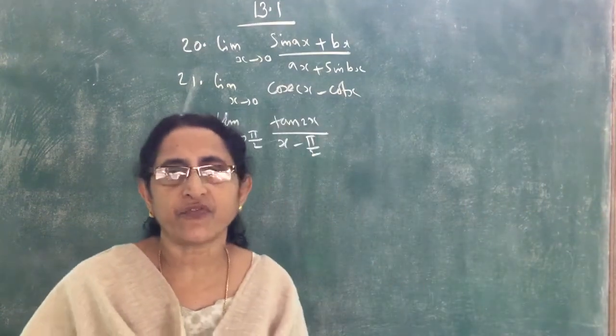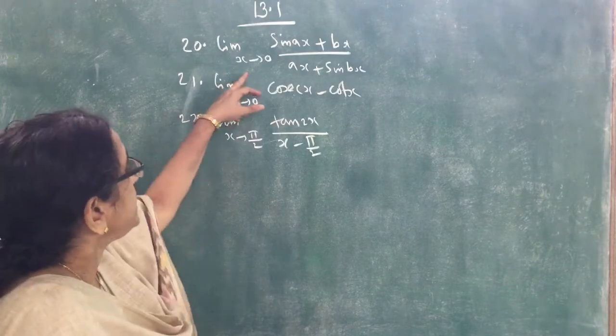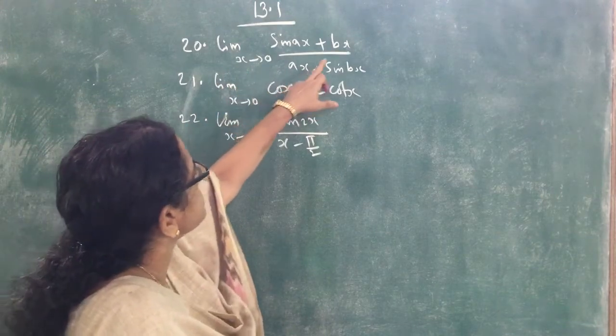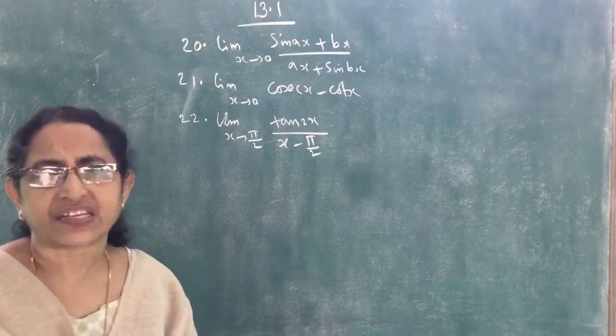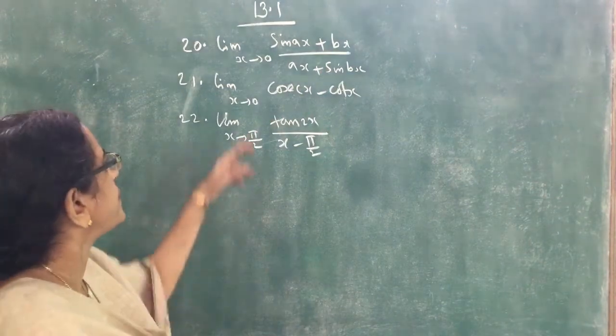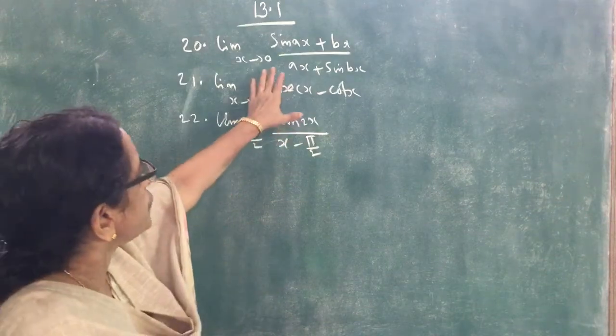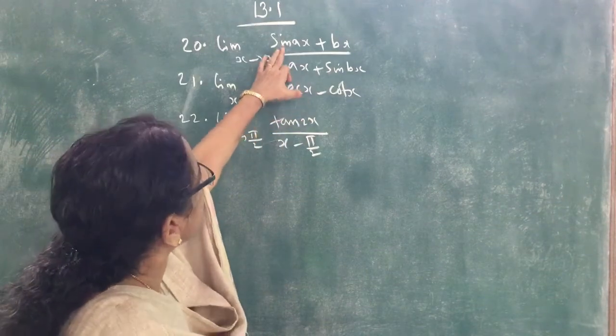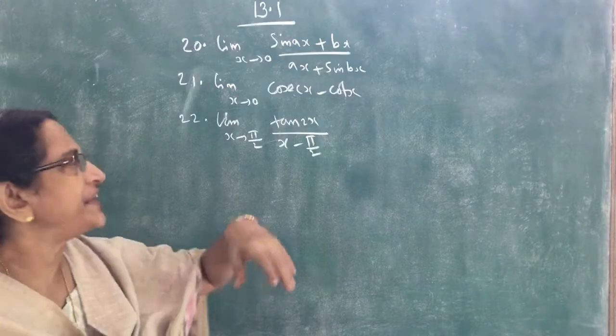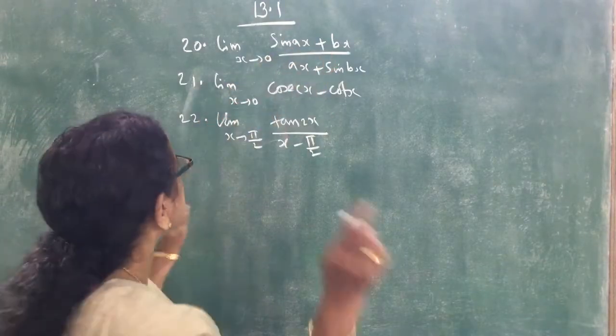Exercise 13.120. Find the limit as x tends to 0 of (sin ax plus bx) by (ax plus sin bx). We have to find the limit of the function. If we directly substitute, we get the 0 by 0 form. So in the numerator and denominator, we divide. First consider the numerator.